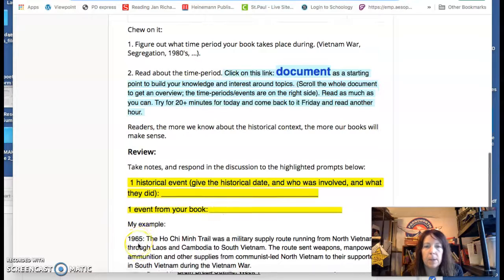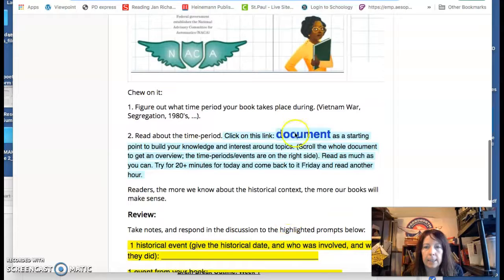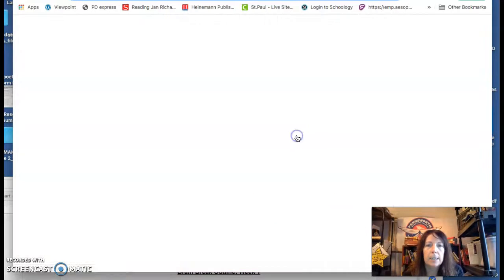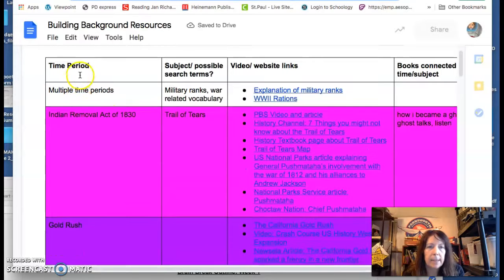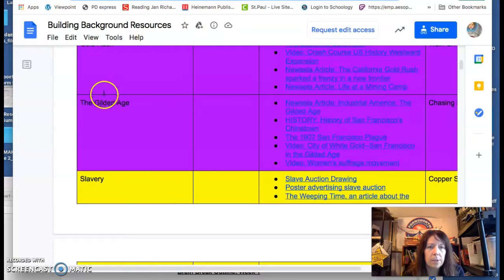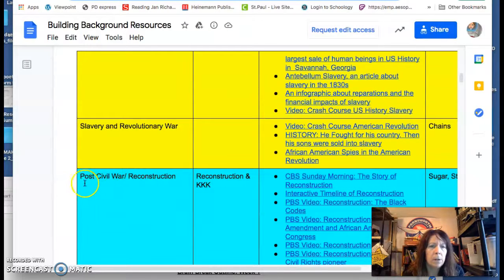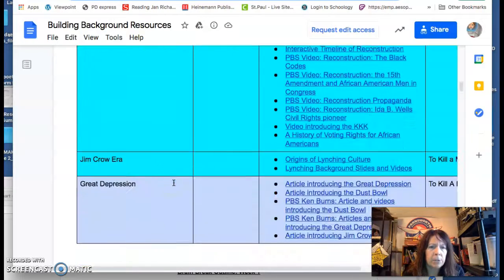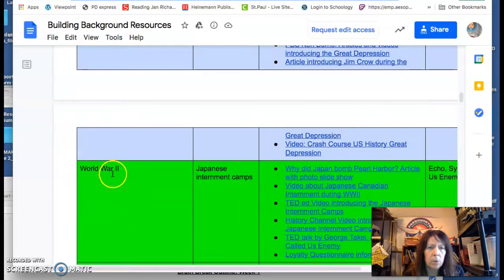Okay, my example. So I went and found this, all right, in the document. You can see the time period, multiple time periods: Indian Removal Act of 1830, Gold Rush, the Gilded Age, slavery and Revolutionary War, post-Civil War Reconstruction, Jim Crow era, Great Depression, World War II.